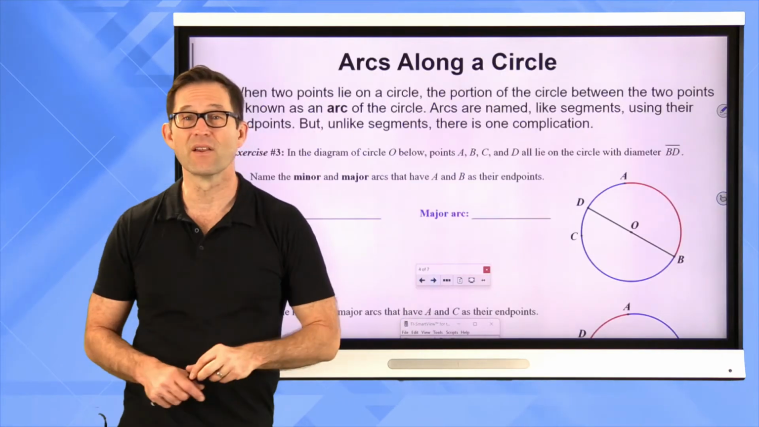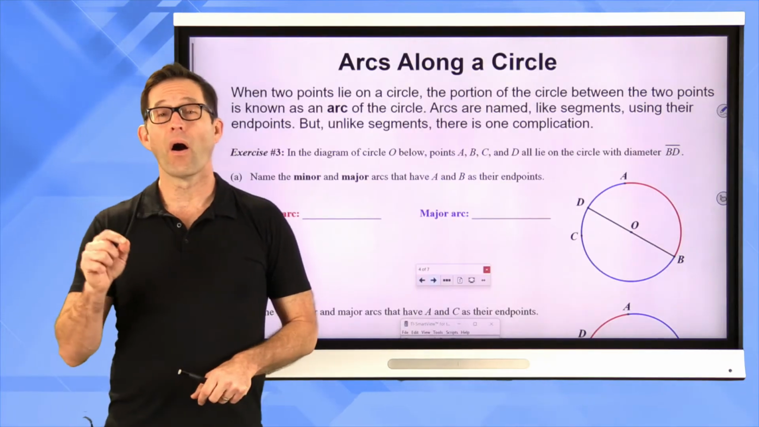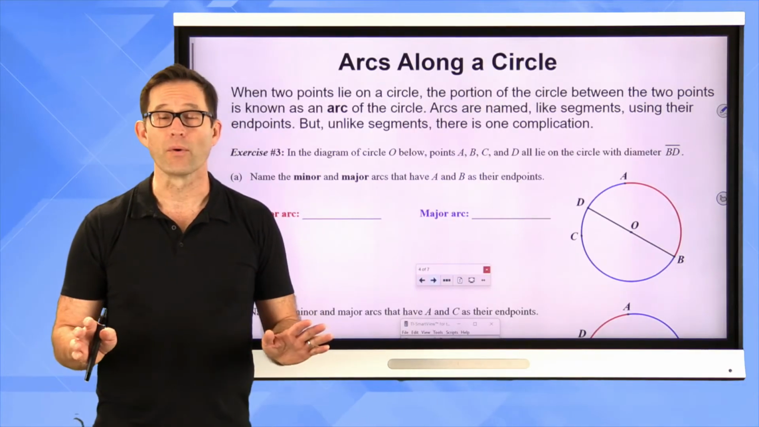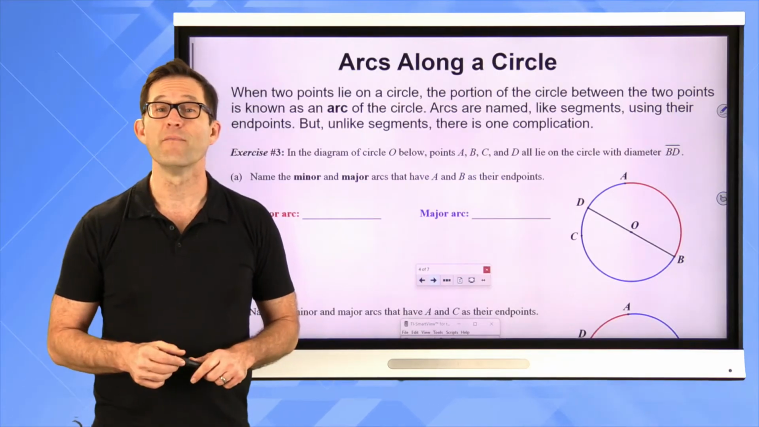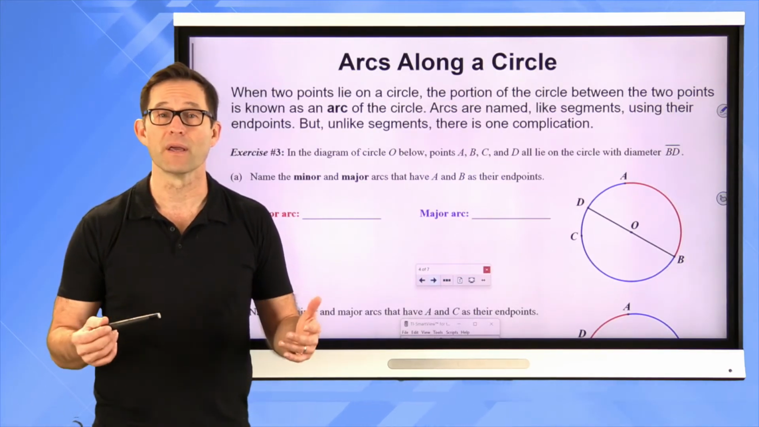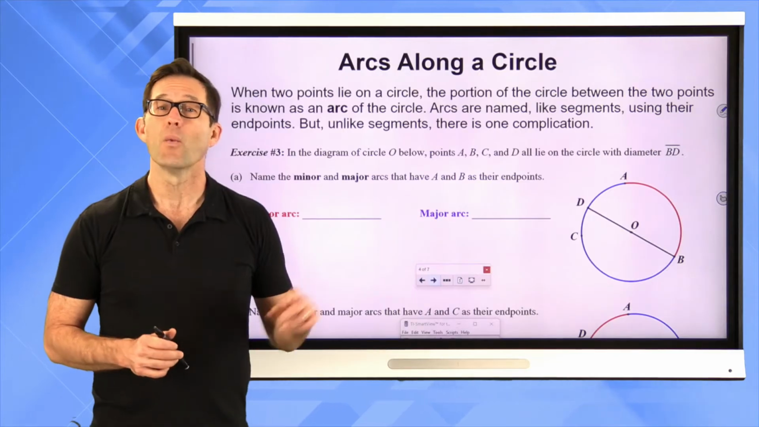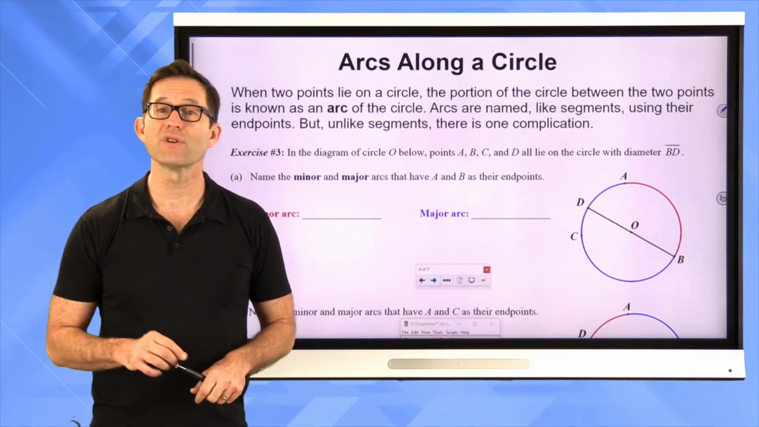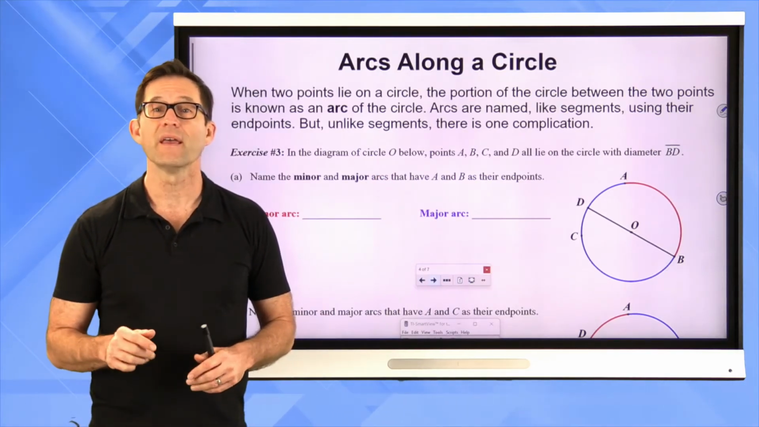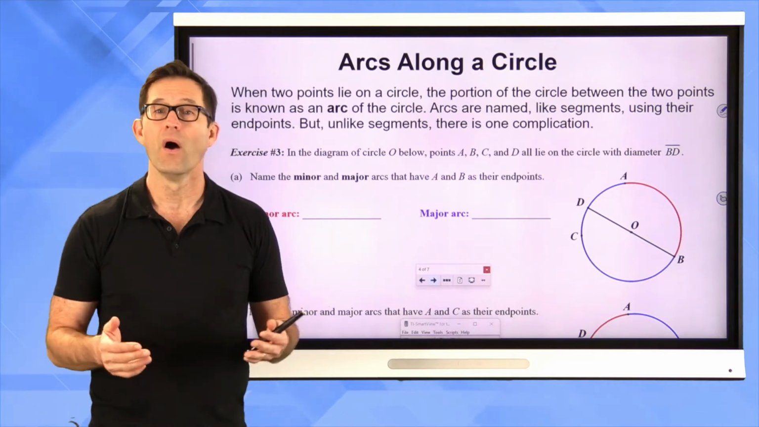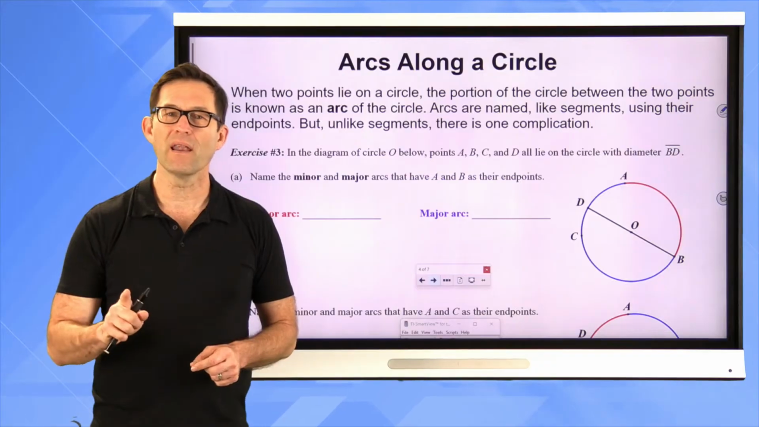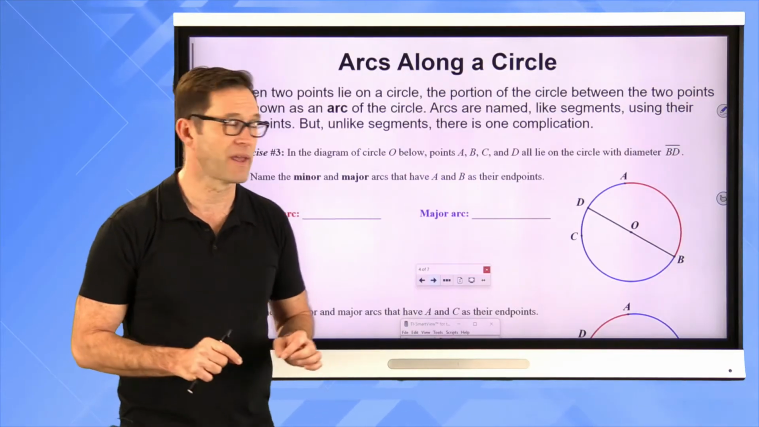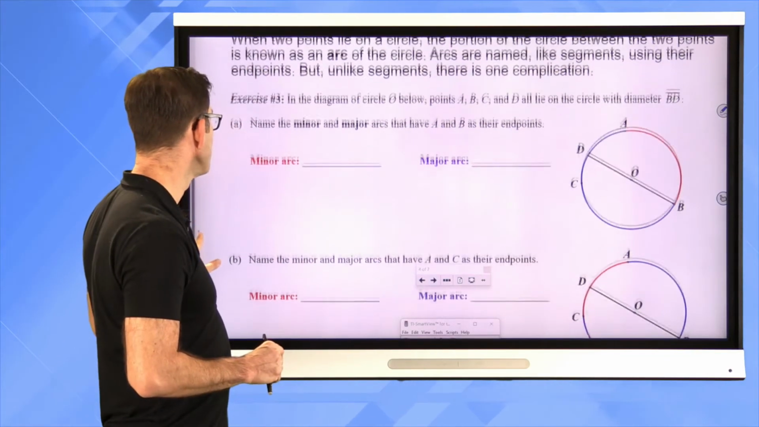All right, let's take a look at some more. Now, arcs along circles, very important. We've talked about arcs throughout the course. We've used them extensively when we've made constructions, but now they're going to become really important in this unit. When 2 points lie in a circle, the portion of the circle between the 2 points is known as an arc of the circle. Arcs are named like segments using their endpoints, but unlike segments, there is one complication. Let's take a look at that.